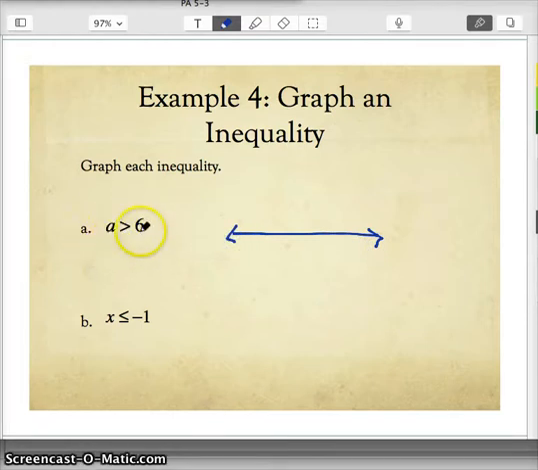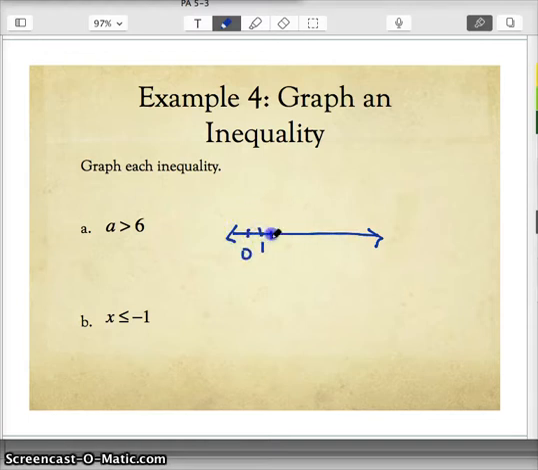A is greater than 6. It's not equal to 6, it's greater than 6. So I only want to include numbers that are greater than 6. Typically we start our number line with 0 somewhere. You don't have to. Make sure you put a few numbers down so we can get the orientation of your line. So I'm going to start 0 here.